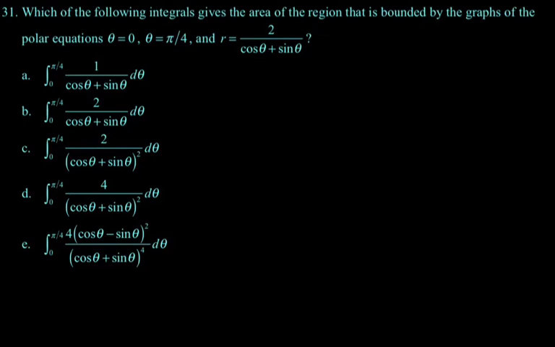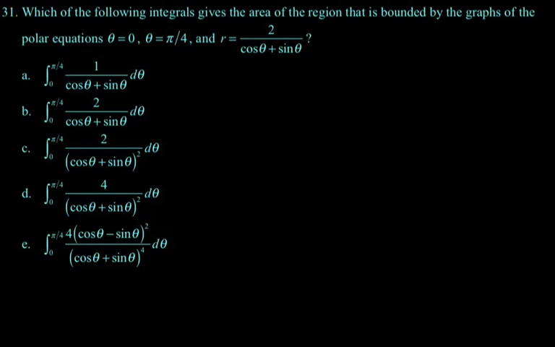All right, which of the following integrals gives the area of the region that is bounded by the graphs of the polar equations theta equals 0, theta equals pi over 4, and r equals 2 over cosine plus sine? So that's a line, so we could have worked it out if we needed to. That's a rectangular line if you were to graph it or convert it.